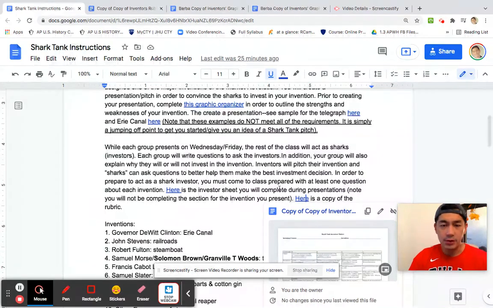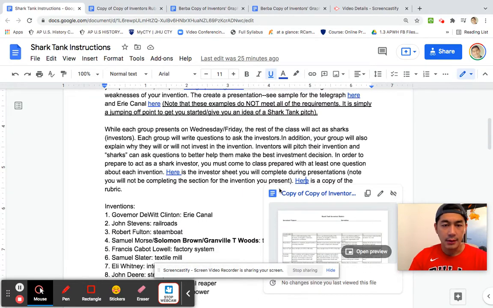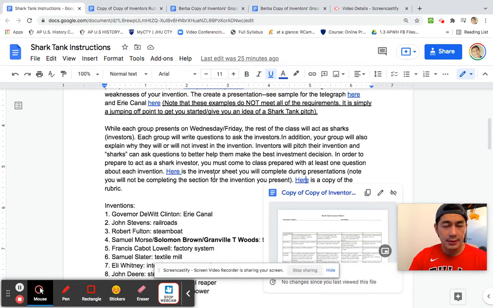Each group will write questions to ask investors. In addition, your group will also explain why or why not they will invest in the invention. Investors will pitch their invention, and sharks can ask questions to better help make the best investment decision. So, in order to prepare as a Shark Tank investor, you must come to class prepared with at least one question about each invention.